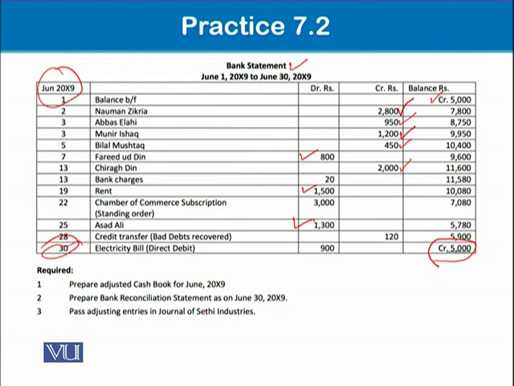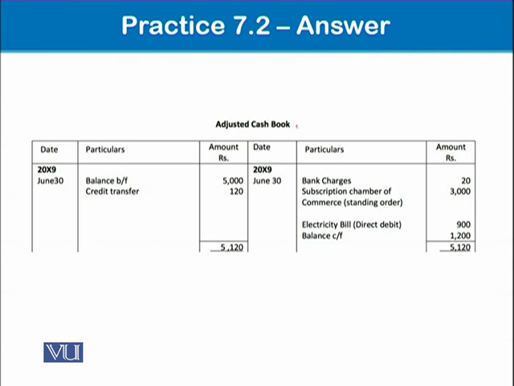Okay, now come over here. Here in the credit side of bank statement, there is 120. And there is 1, 2, and 3 unticked items appearing in the bank statement. So the items which will be appearing in the bank statement but remained untagged are in fact the reasons which will be recorded in the adjusted cash book. Okay, so let's prepare adjusted cash book.